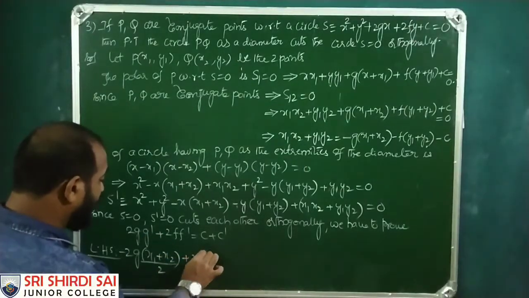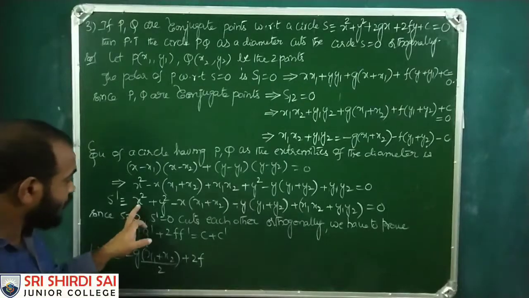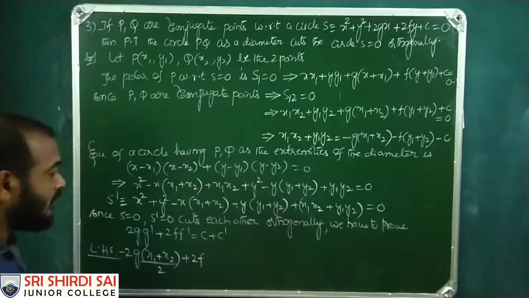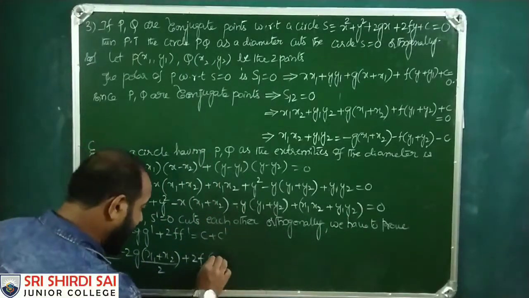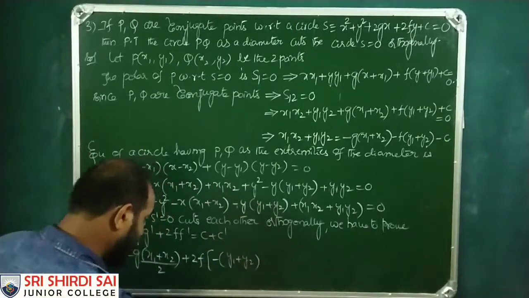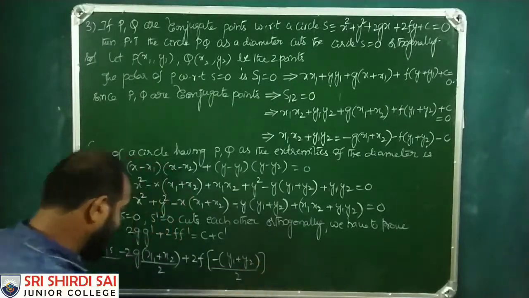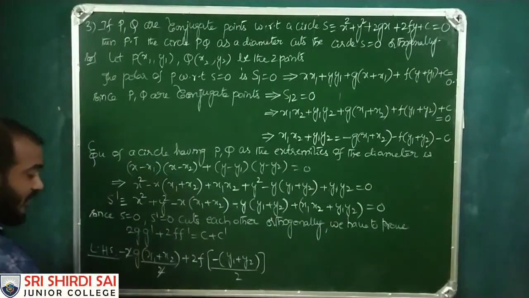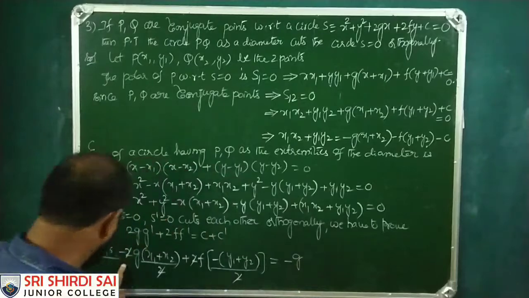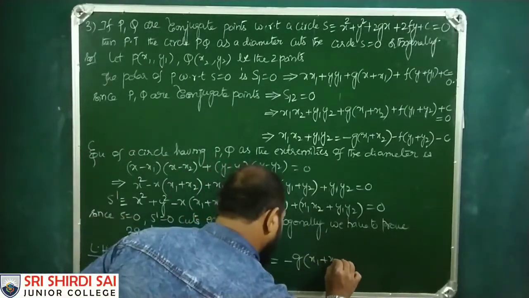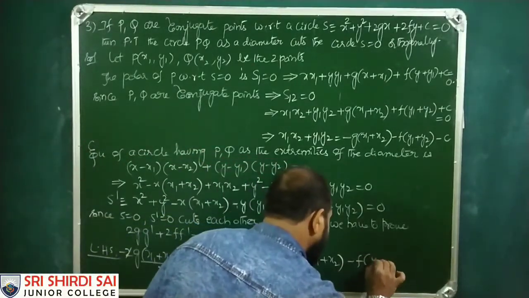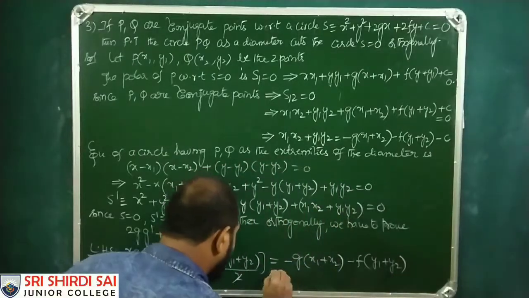2ff dash: 2f, what is f dash? x square plus y square plus 2g dash x plus 2f dash y plus c dash. So f dash is how much? Minus of (y1 plus y2) by 2. So this is equals to, 2 gets cancelled, I am left with minus g into (x1 plus x2) minus f into (y1 plus y2).